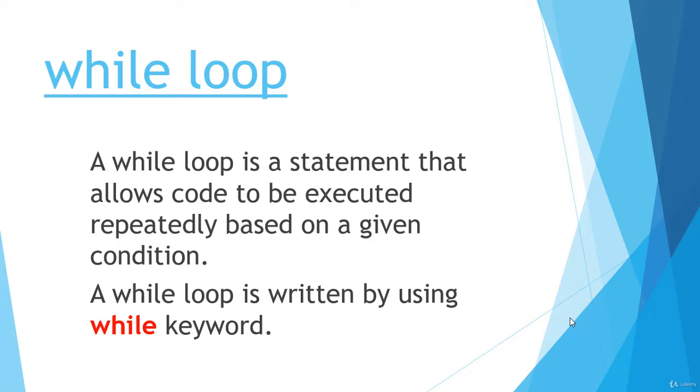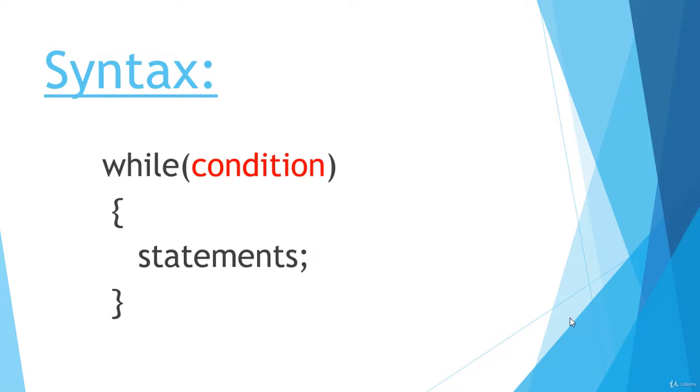A while loop is written by using the while keyword. Now look at its syntax. First of all, we have to write the while keyword, and then in the parentheses we have to give our condition, and after that we have to start the body of the while loop with two curly braces, and within two curly braces we have to write the statements for this while loop. If that condition is true, then the statement is going to execute, and the statement will execute until that condition is true. If the condition becomes false, then it moves out of the while block.